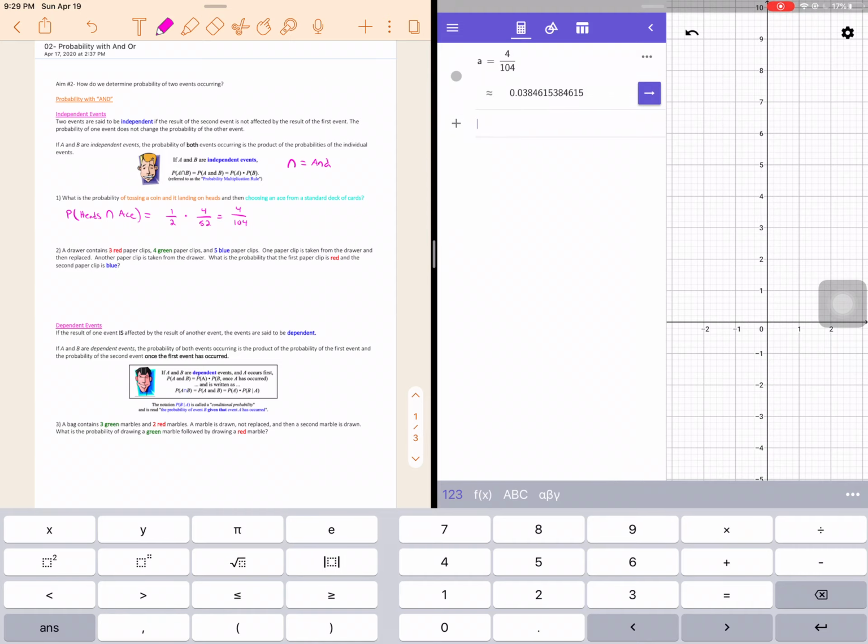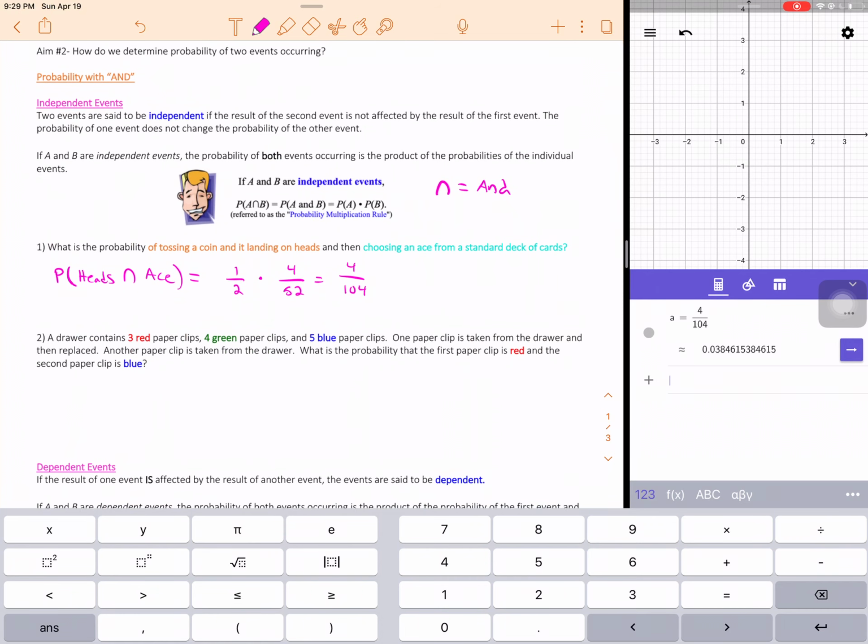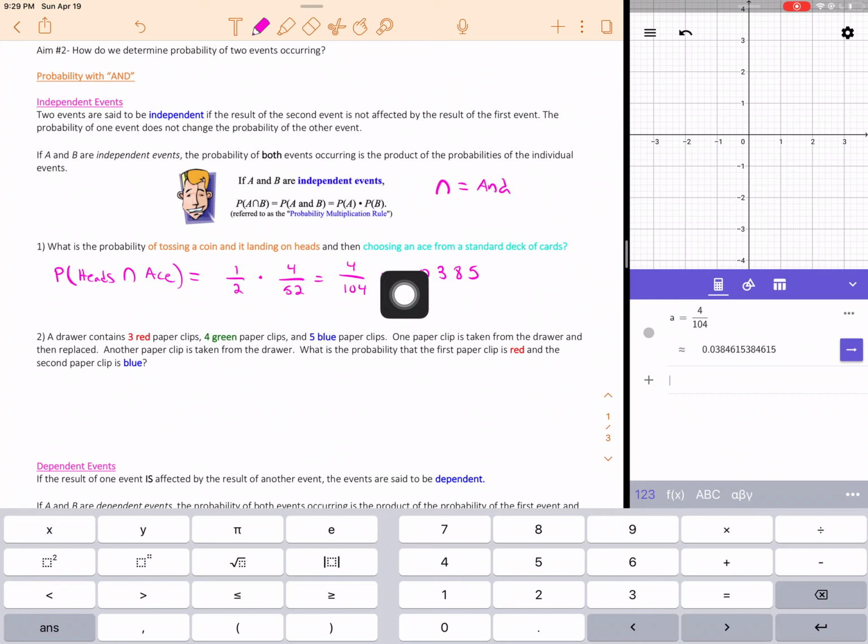0.0385. By the way, we didn't talk about this, but when you round for probabilities, I like to go at least 4 numbers. 0.0385, right? And why is that? Because when you convert to a percent by moving over twice to the right, it rounds to the hundredths place in a percent, which I think is accurate.